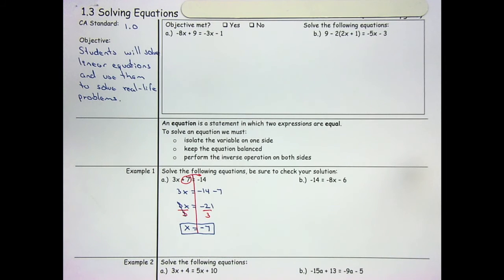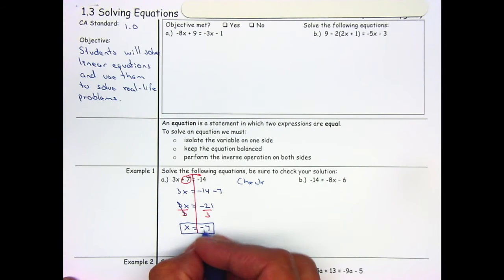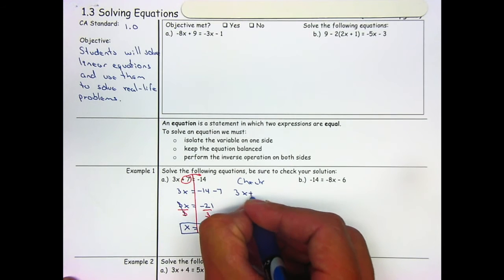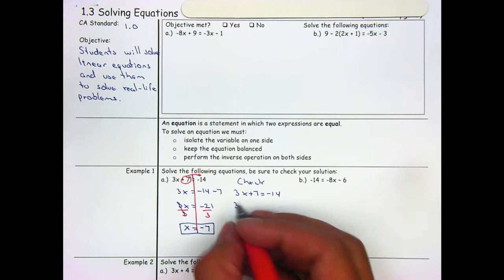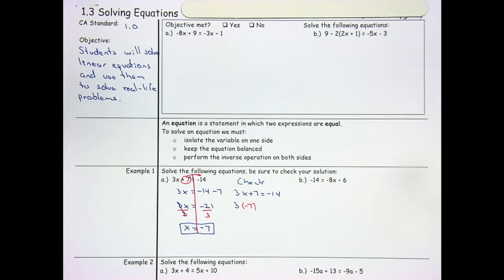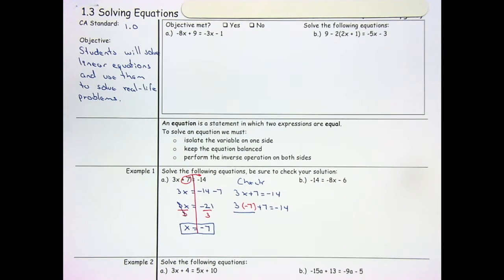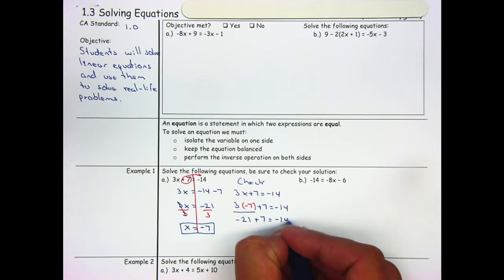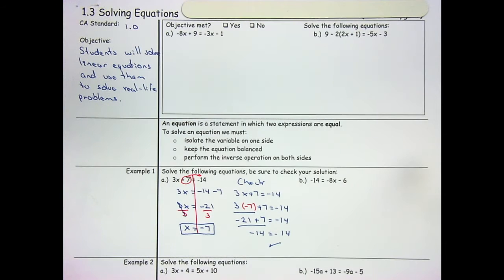Now, if I want to check to make sure that this is the correct answer, I need to substitute the negative 7 in for the x. So I have 3x plus 7 is equal to negative 14. Instead of the x, I'm going to replace it with a negative 7, plus 7 is equal to negative 14. I'm going to simplify the left-hand side. So negative 21 plus 7 gives me negative 14. Is negative 14 equal to negative 14? Correct. So now I made sure I checked my answer.